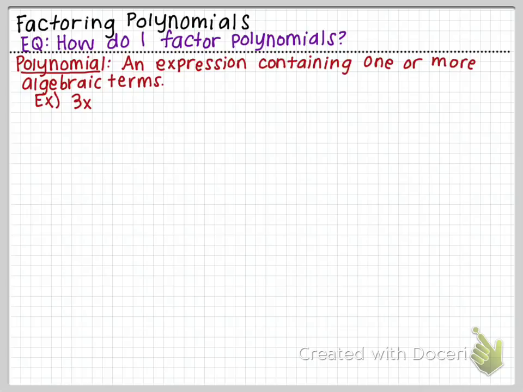3x, that's one algebraic term, that's a polynomial. x minus 2, 3x squared minus 4x plus 10y minus 0.5. So all of those are expressions containing one or more algebraic terms.